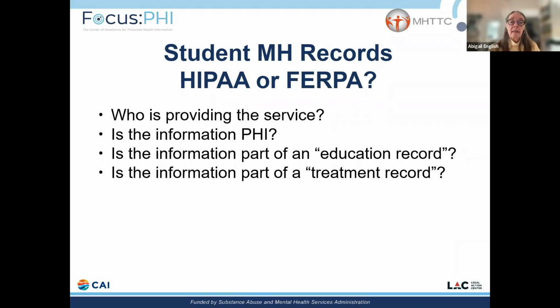And if it's not an education record, it may be protected health information if it falls under the other criteria for the HIPAA privacy rule, one of which has to do with who is providing the service. In other words, is the person or entity providing the service a covered entity under the HIPAA privacy rule?